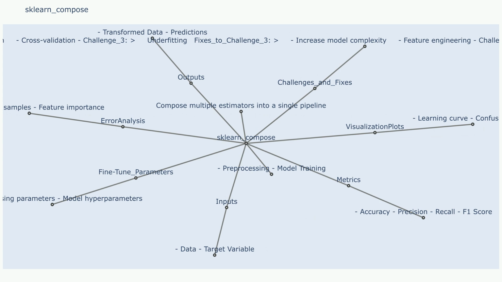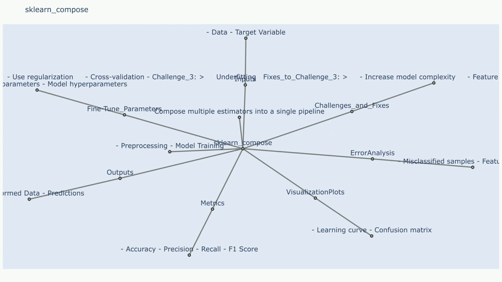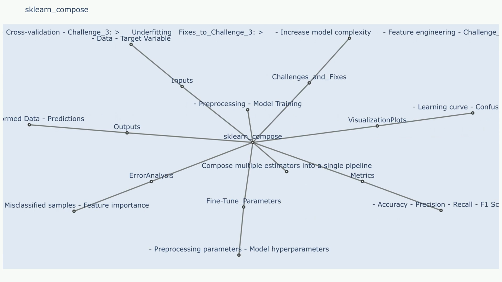Target variable for supervised learning tasks. The target variable should be provided. It can be a single column from the DataFrame or a separate NumPy array. Outputs. Transformed data: the output will be the transformed data after applying the specified transformations and feature selections within the pipeline. Model: the final trained model is returned, enabling you to use it for predictions.